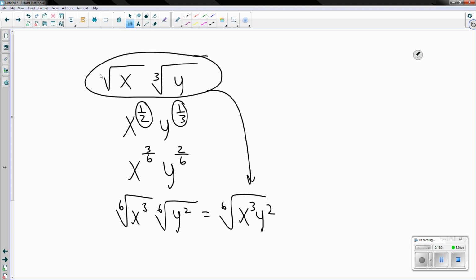So we were able to take a square root and a cube root and combine them into one 6th root. And that is where I will end the video. So various strategies that you can employ when trying to simplify radical expressions, and 3 major radical properties you should be aware of.